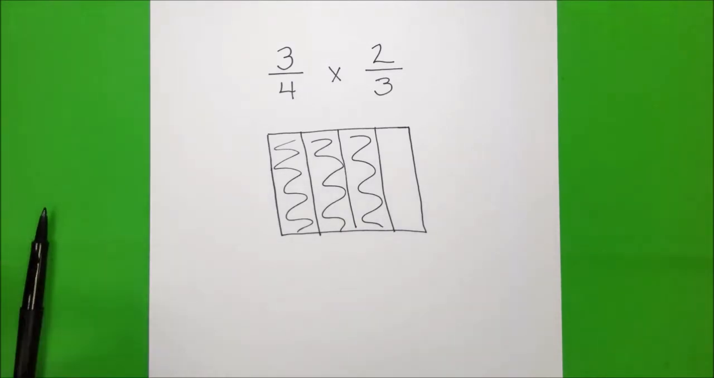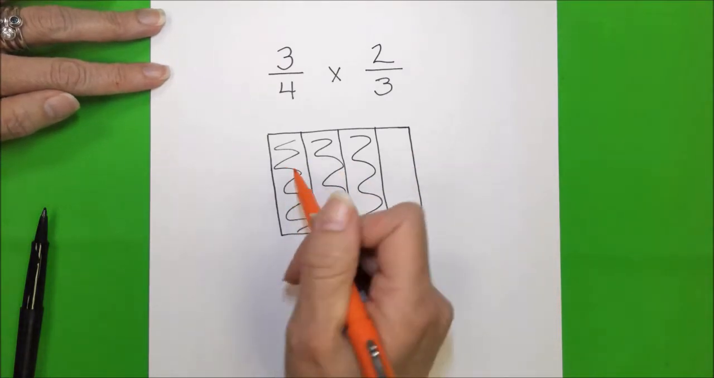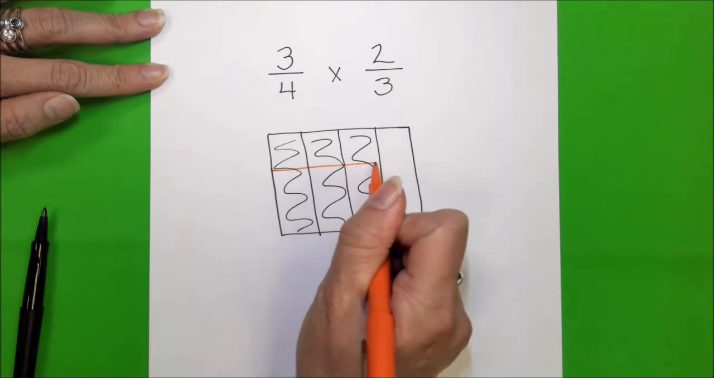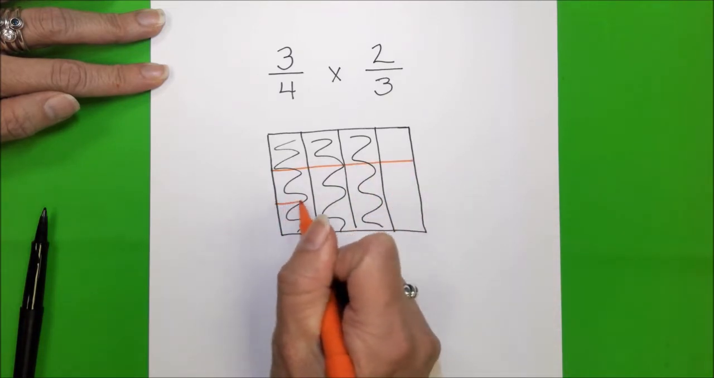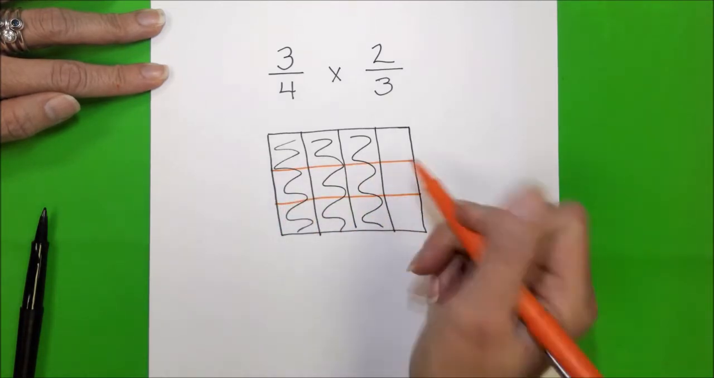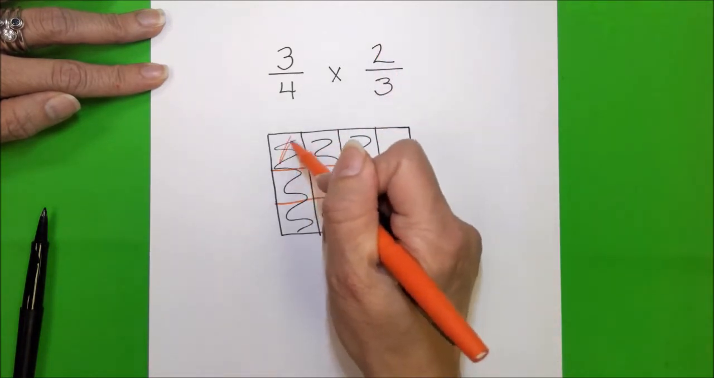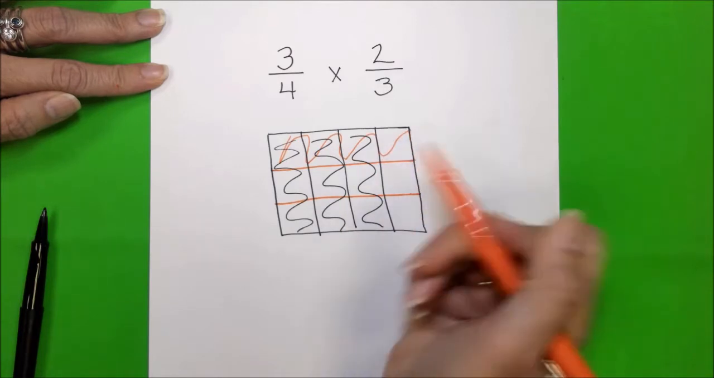Next, we work with the second fraction, 2/3. This time my denominator is 3, so I need to divide my picture up into thirds going the opposite direction. And my numerator is 2, so I am going to shade in 2 pieces out of the 3.